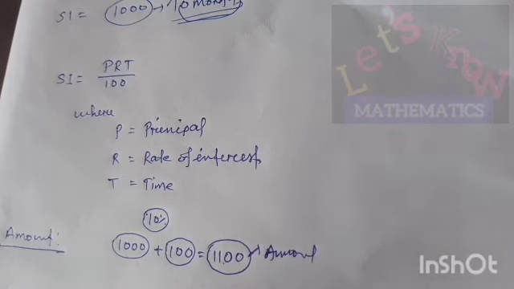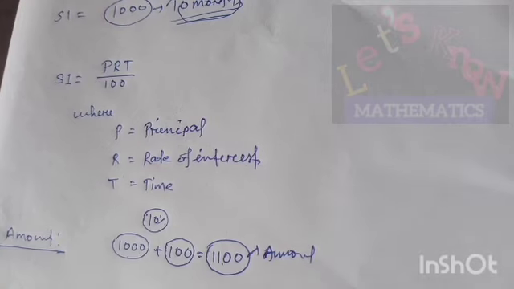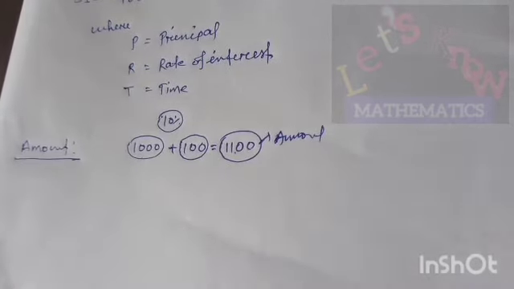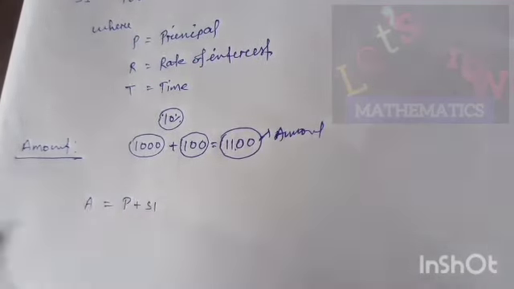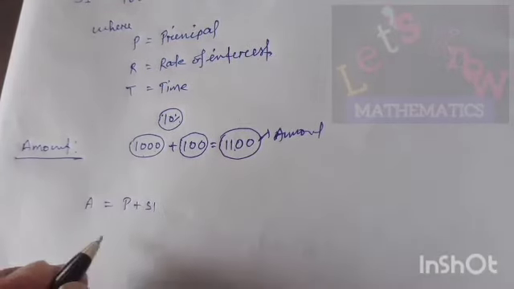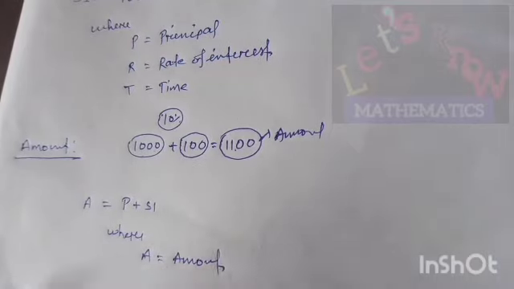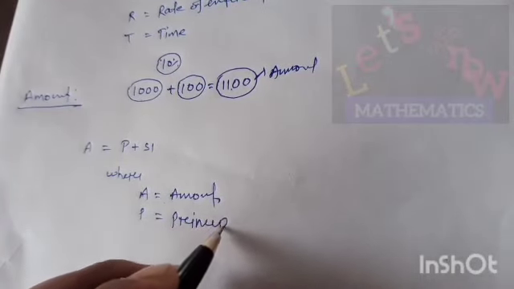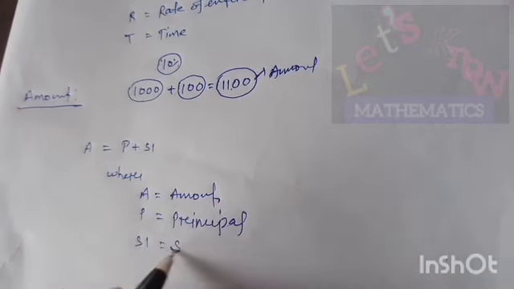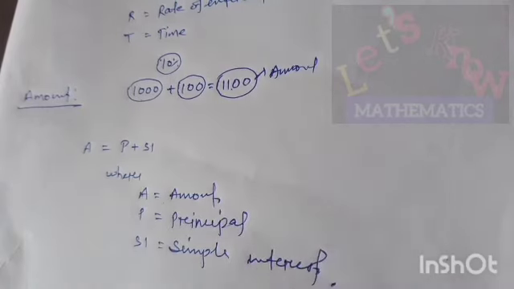Understood? So the amount definition, as I have told, is the sum of the principal and interest earned during the given time. Then this amount is equal to principal plus simple interest: A is equal to P plus SI, where A is the amount, P is the principal, and SI is simple interest. Okay guys, understood?